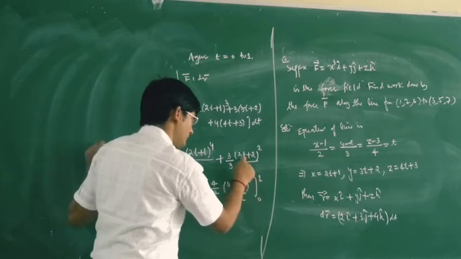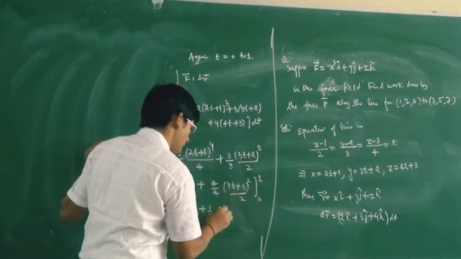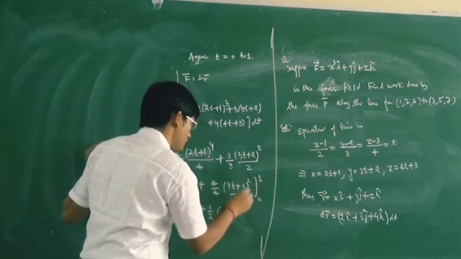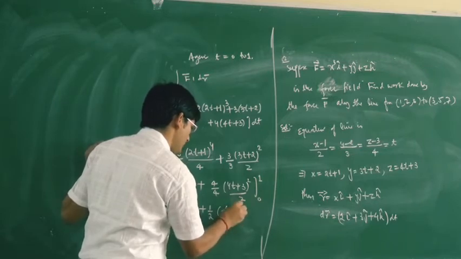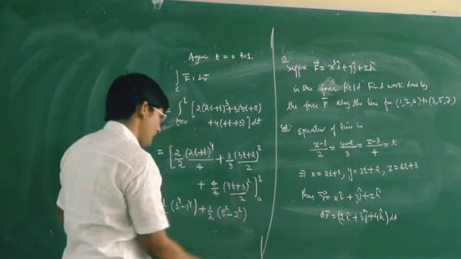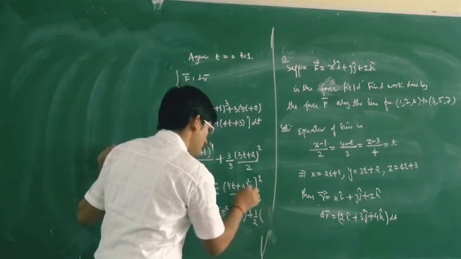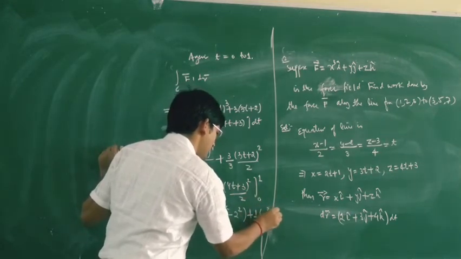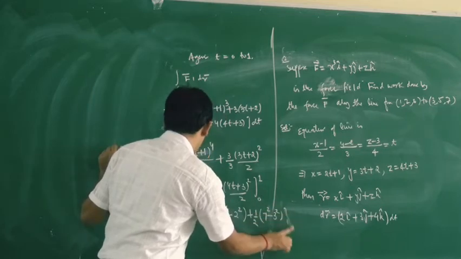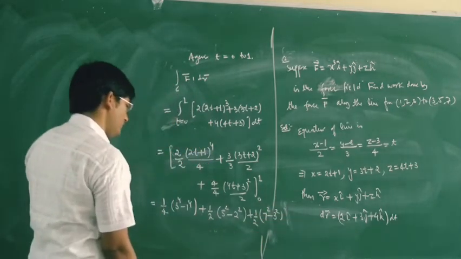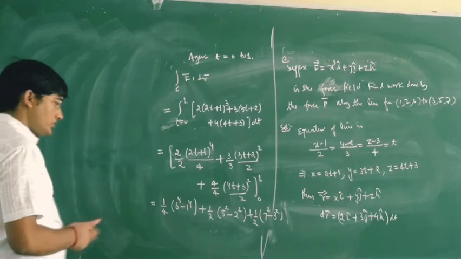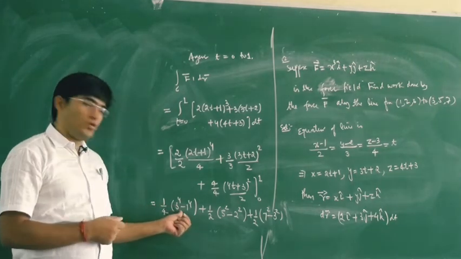Put t equal to 1, then this will be 3 plus 2, 5 squared. Put t equal to 0, then this will be 2 squared. And for the last term we have 1 by 2. Put t equal to 1, then this will be 7 squared minus 3 squared. So this is your solution. Now let us evaluate the value of this term.